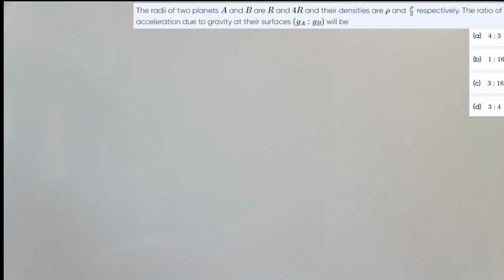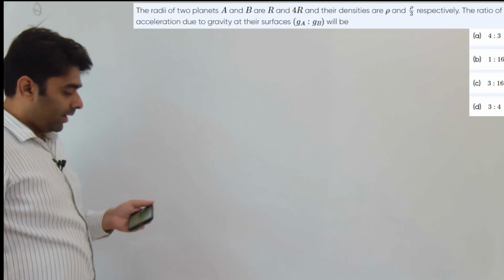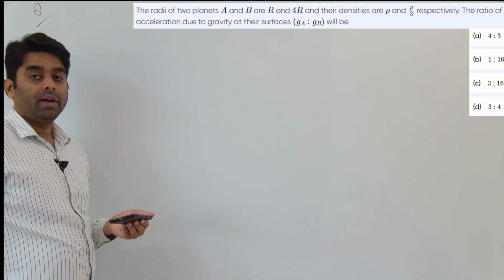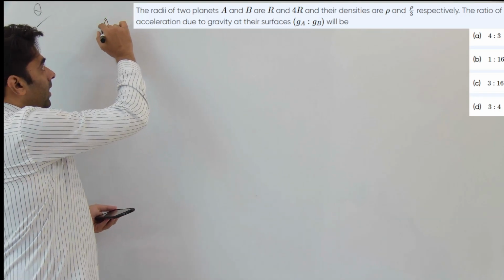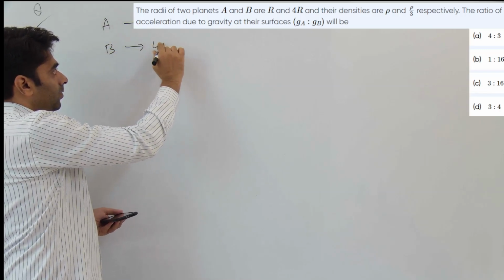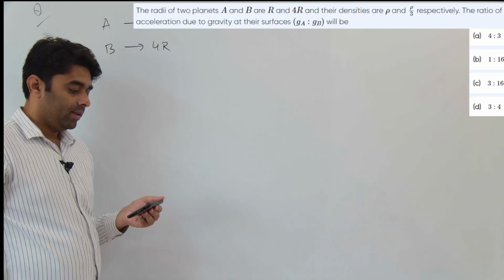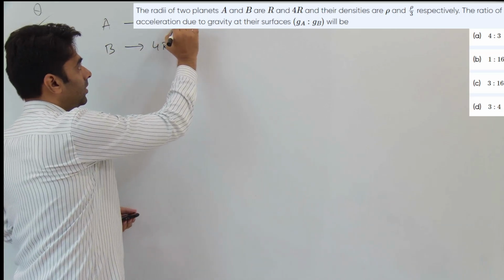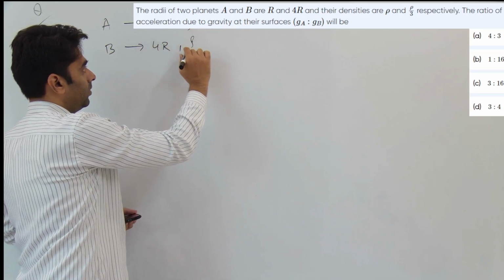Yeah. The question says, the radii of two planets A and B are r and 4r. For planet A, radius is r. For planet B, radius is 4r. And their densities are rho and rho by 3.